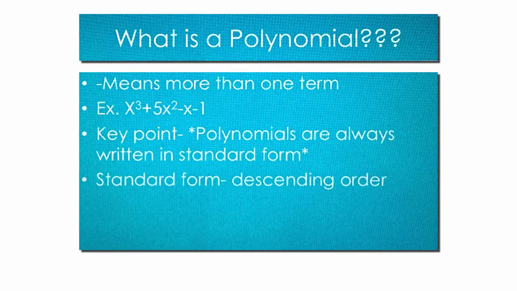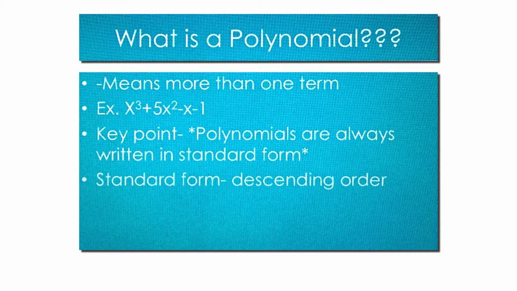What is a polynomial anyway? It means more than one term in our equation. A perfect example of a polynomial is x cubed plus 5x squared minus x minus 1. A key point to remember is that polynomials are always written in standard form. Standard form means descending order.